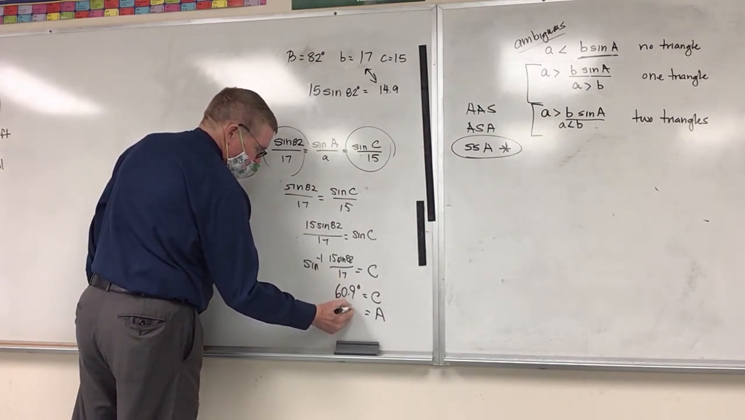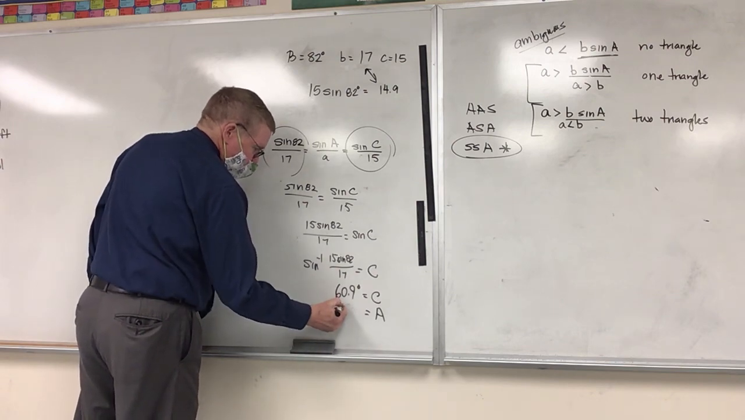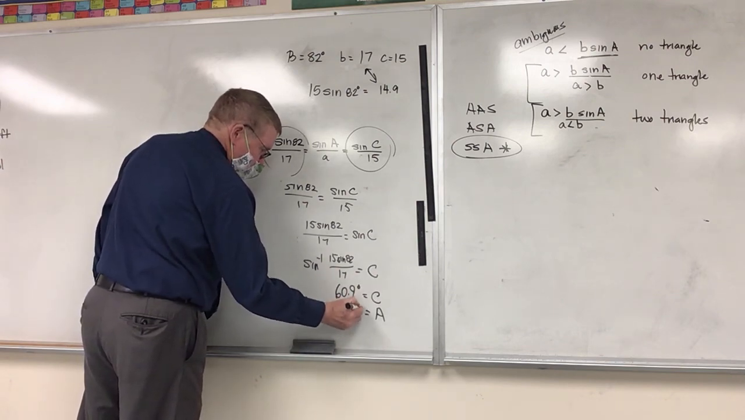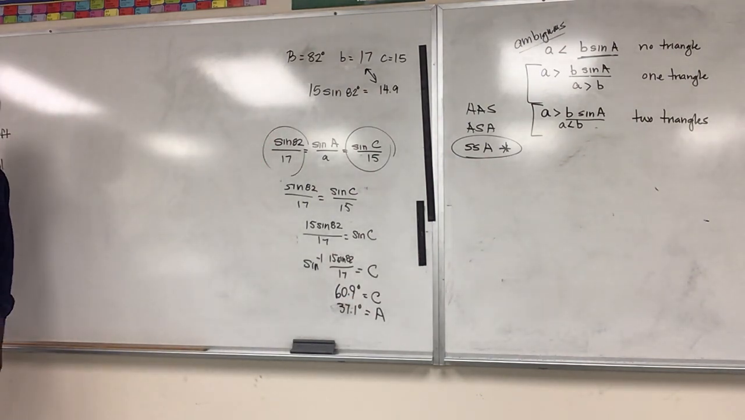So you would have 37.1. Please do remember that when you write your angles, you're gonna put the degree symbol with it. That is your answer. Put degrees Celsius. Chemistry.